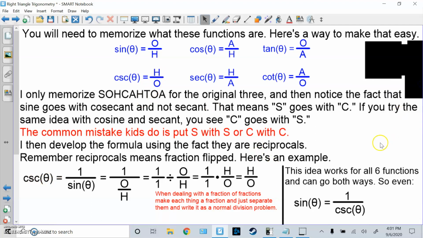This applies to all 6 functions, and it can go both ways. If you go in reverse, you could also say sine of theta equals 1 over cosecant theta. If you multiply both sides by sine theta, divide by cosecant theta.